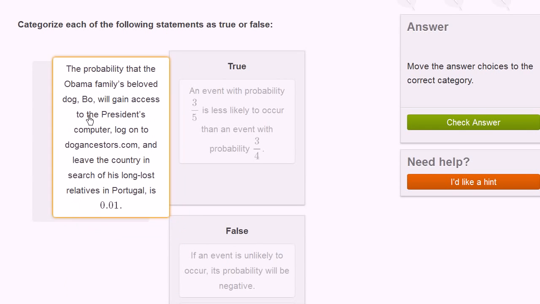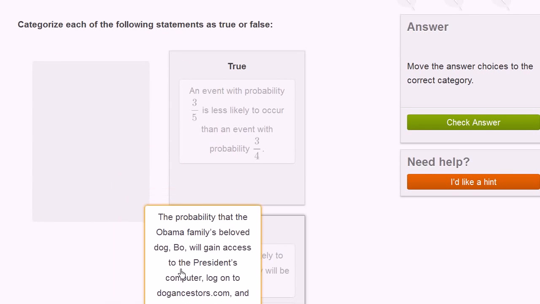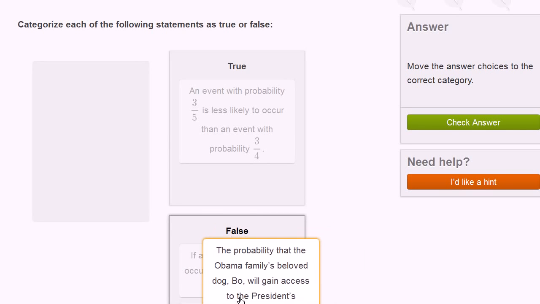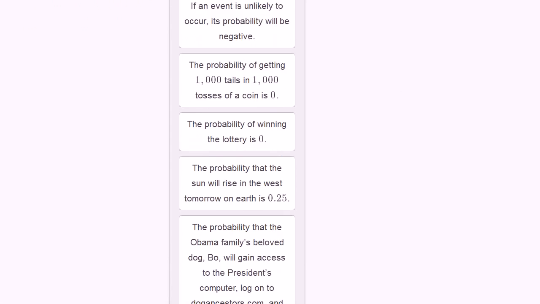That even 0.01, as high as it is, is still a low probability. So we only got one true statement, and we got a bunch of false ones.